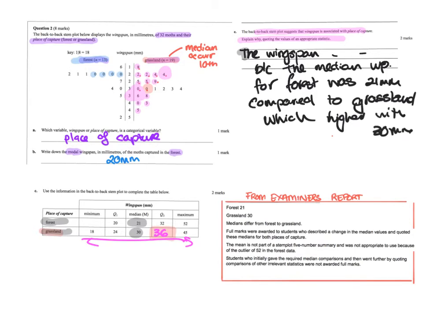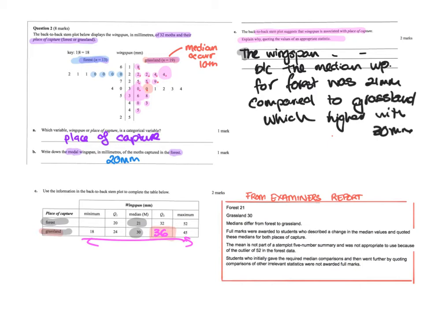It can be suggested that it's associated, because the median wingspan for the forest is 21 millimeters compared to the grassland, which was higher with 30 millimeters. That's all you have to write. See how I don't say why? That's something for the biologist to work out. I'm just stating that the data does show us that where these birds are captured is making a difference to their wingspan.